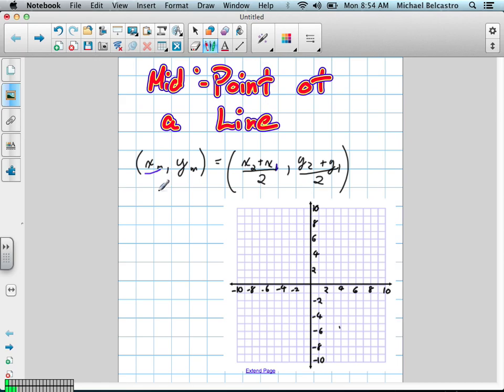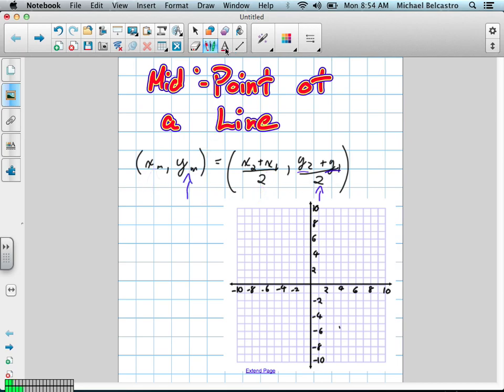The x value of the midpoint and the y value of the midpoint are equal to this formula. These are actually two formulas separated by a comma. We do the same process to find the x midpoint and the same process to find the y midpoint. What it says is x2 plus x1 divided by 2 will give us the x midpoint, and y2 plus y1 divided by 2 will give us the y midpoint.